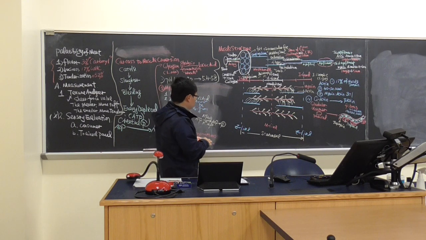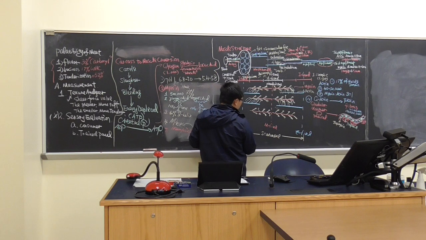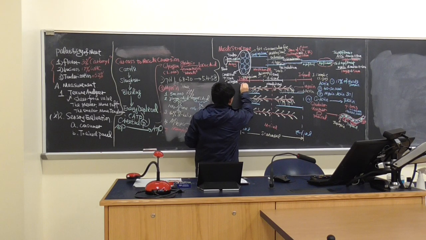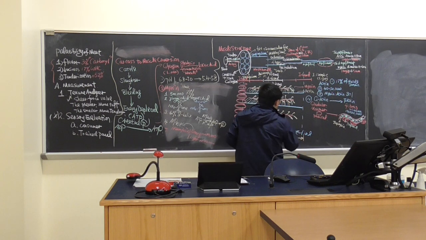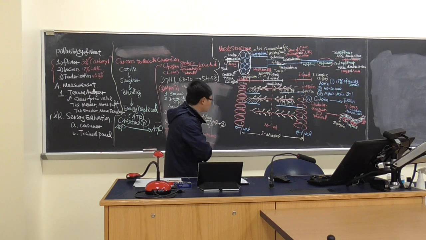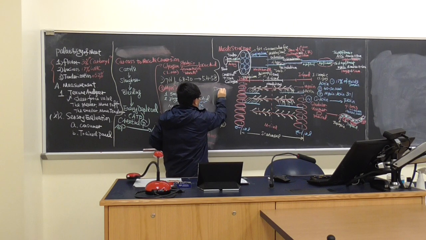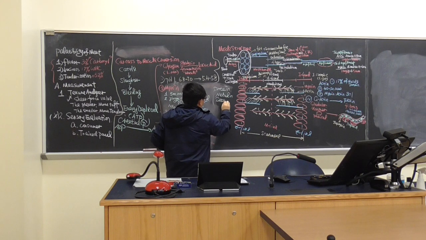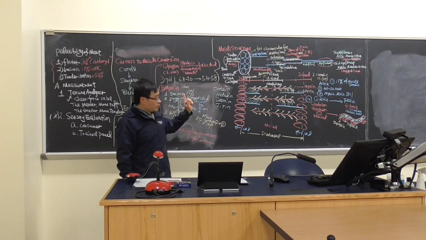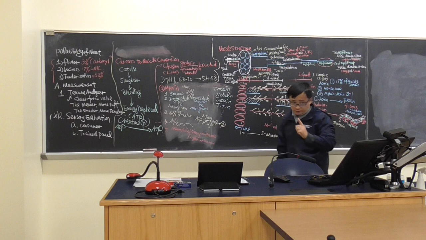Now there's something else I want to mention. This is a Z line. The Z line is not empty. The Z line is very crowded. Why? There are so many other proteins surrounding it. That's the reason why the muscle is tough, because there are lots of proteins surrounding it. What are they? Let's say nebulin, desmin, titin, and lots of others. They surround the Z line.